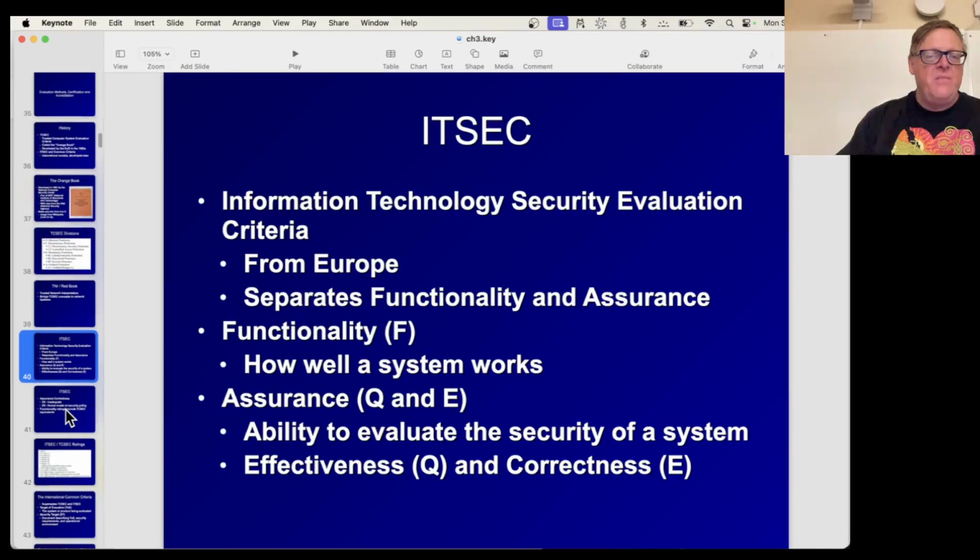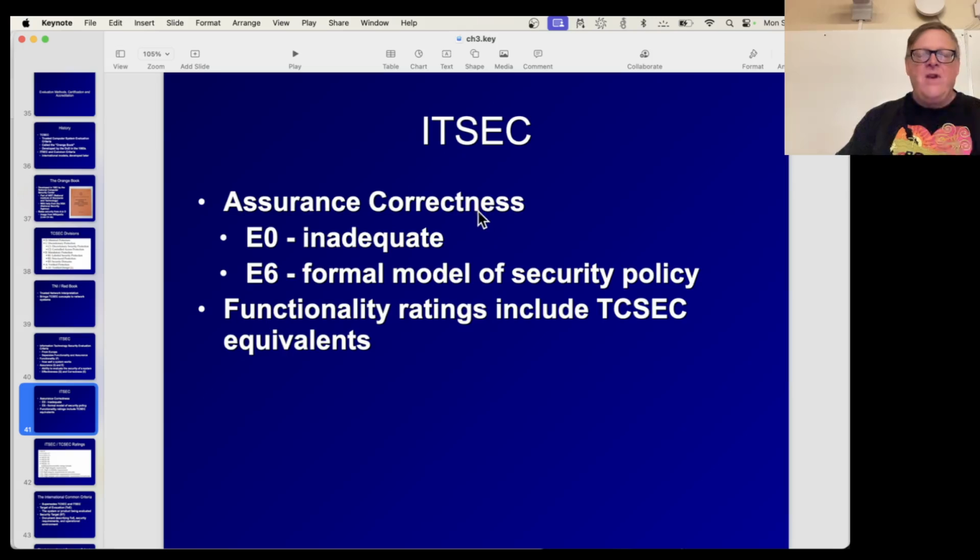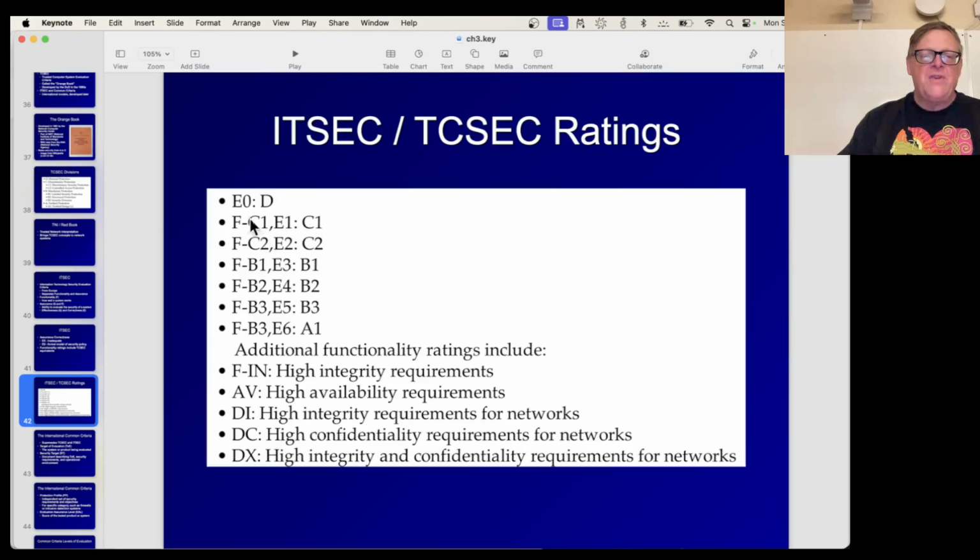So that's reasonable. And therefore it had E0 to E6, which is inadequate to E6, and basically it can be mapped across. The E0 is a D, and the high level, like E6, is an A1. And there are other ones here, but as you expect, it amounts to pretty much the same thing in general terms.